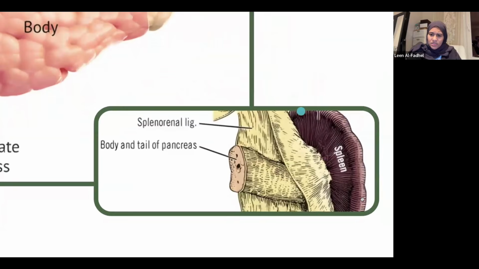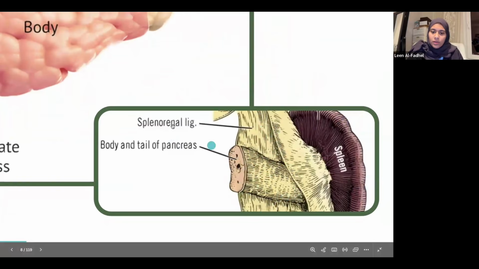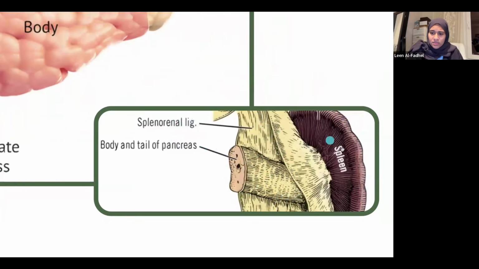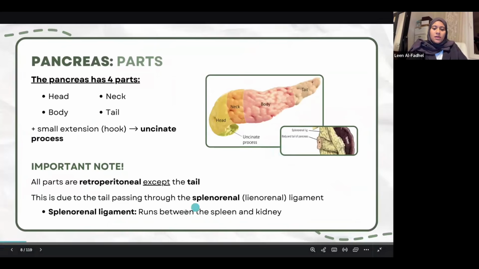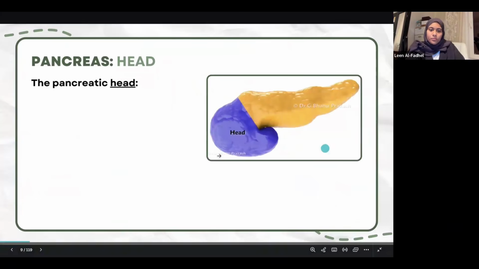So, this is a spleen, and here is the tail of the pancreas. The tail is sitting right in the middle of the splenorenal ligament, which connects the spleen to, I believe, the kidney from the name. Okay? And yeah, it runs between the spleen and the kidney.